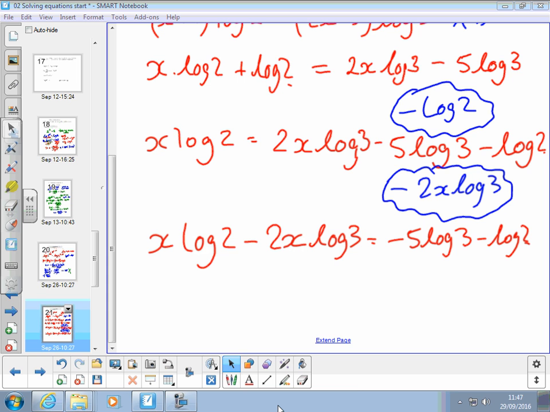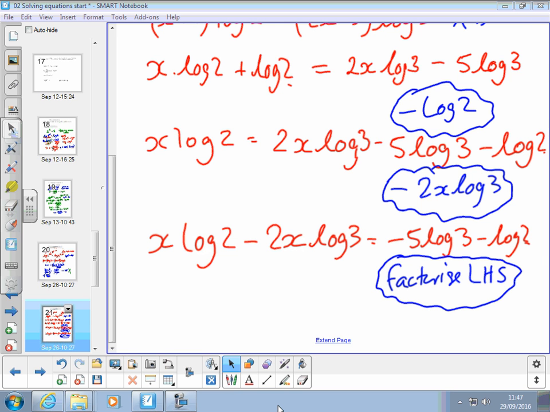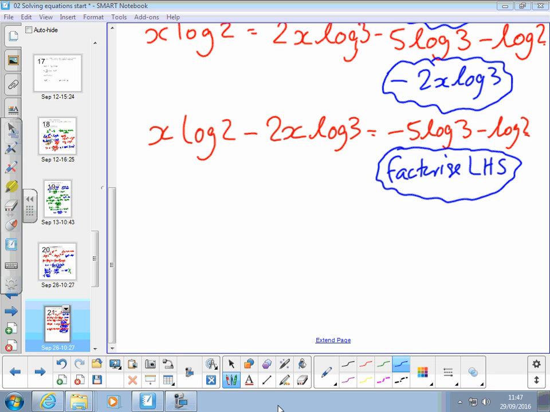Factorise the left-hand side. Good idea. Which factor do we want to pull out? Which one would it be handy we pulled out? So we're going to factorise it. We're going to put a bracket on this side. Bring x outside.